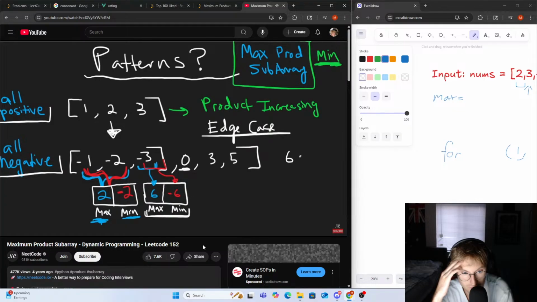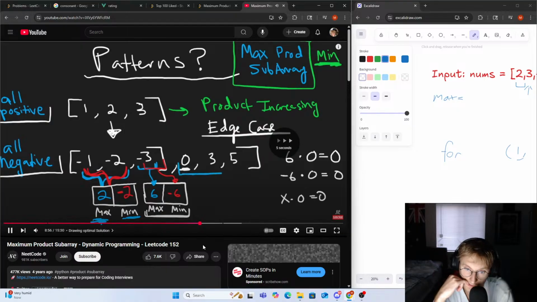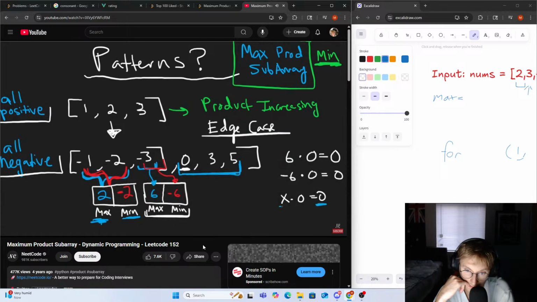If we take 6 multiplied by 0, we get 0. If we write 0 and make it a product of maybe 3 and 5, it's gonna continue being 0, because any number times 0 is gonna be 0.